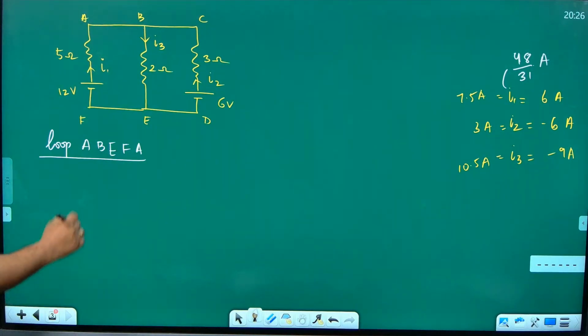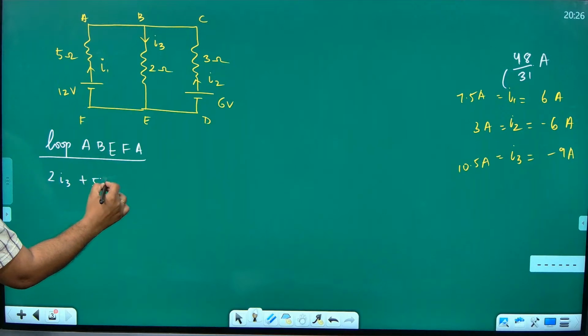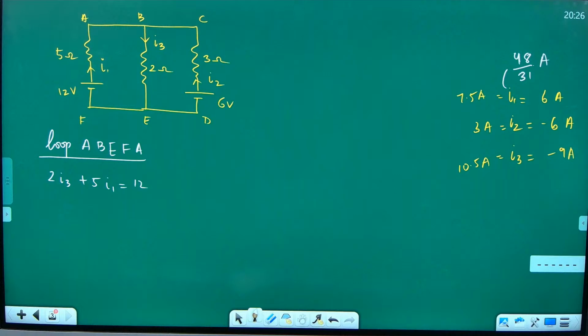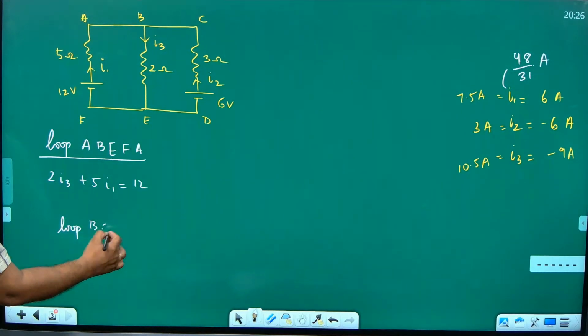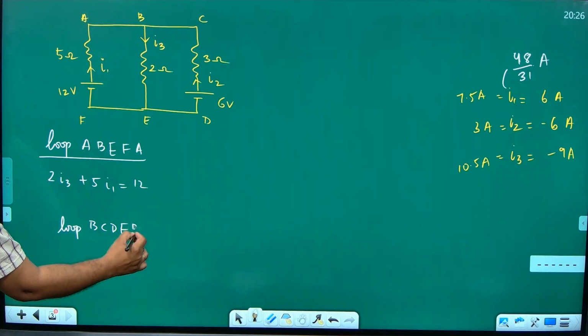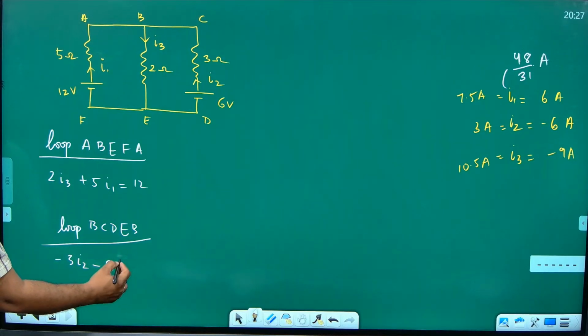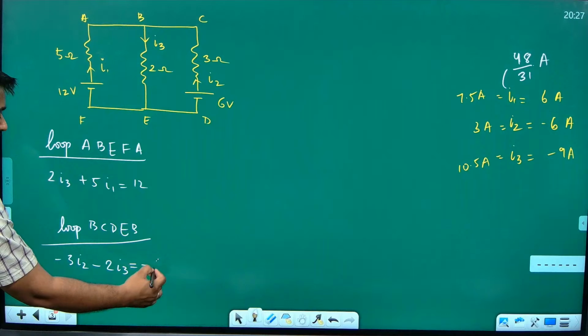Okay. So in that way I will be getting 2I3 plus 5I1 is equal to 12, one of my equations. I am going to take loop B, C, D, E, B. I am going to get minus 3I2 minus 2I3 is equal to minus 6.